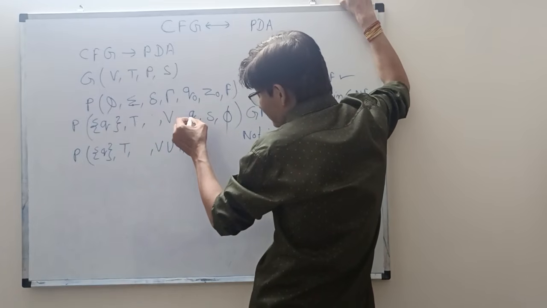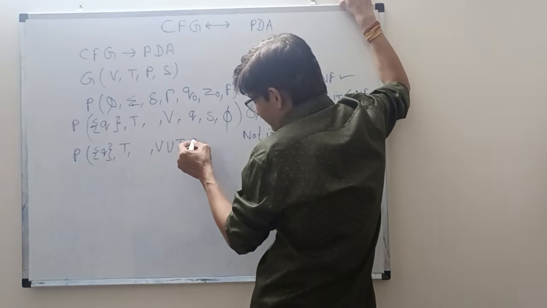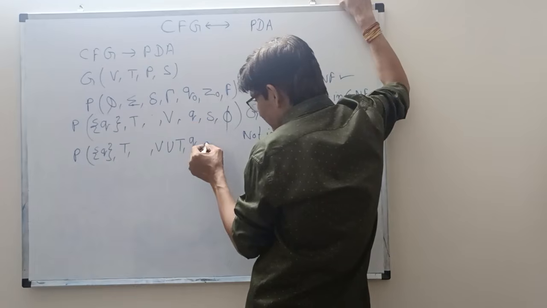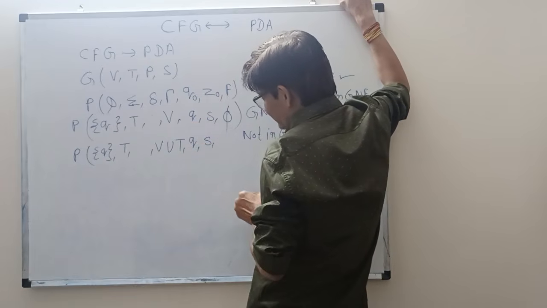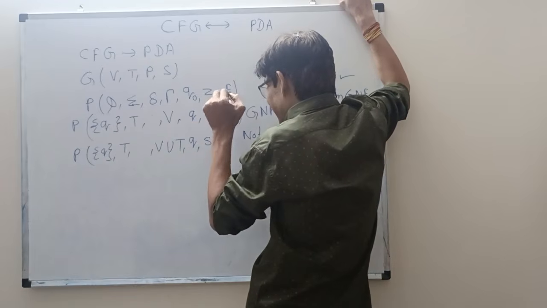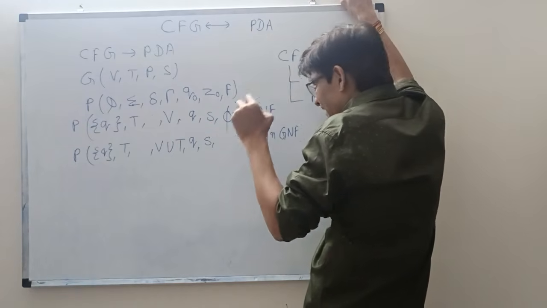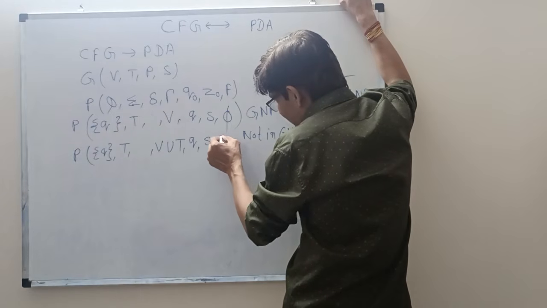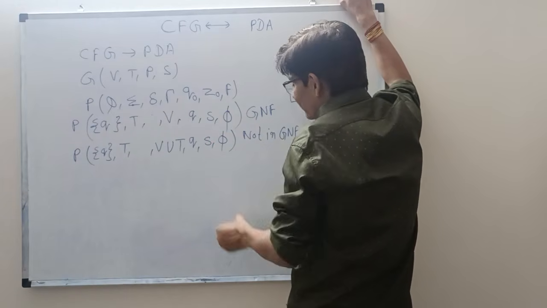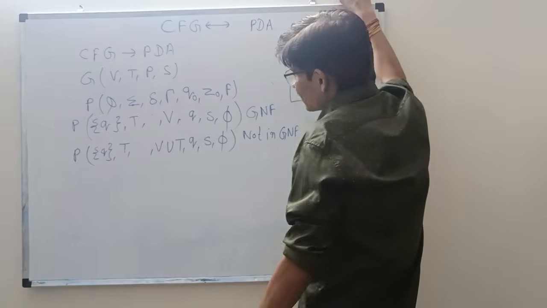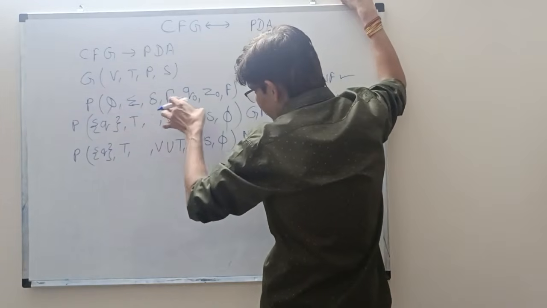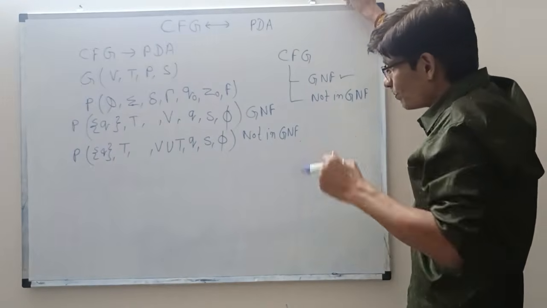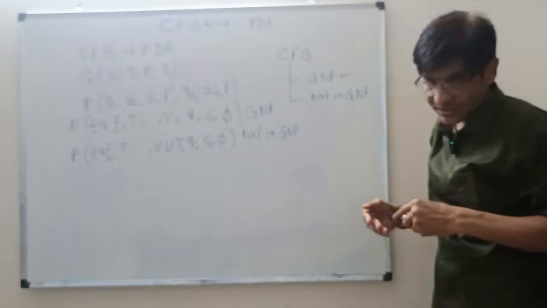Then, as there is only one state, only this would be the initial state. Then the start symbol will be considered as the initial stack symbol. And as we are creating a PDA accepting strings by empty stack, the final state will not be there. So this set would be phi again. So this is how all these seven tuples would be mapped to V, T, P, S. I hope this mapping is very clear.